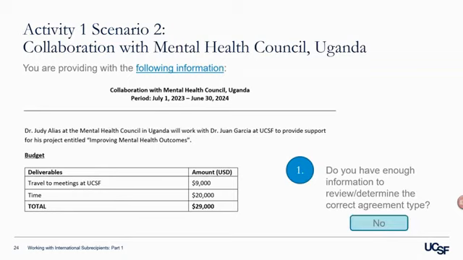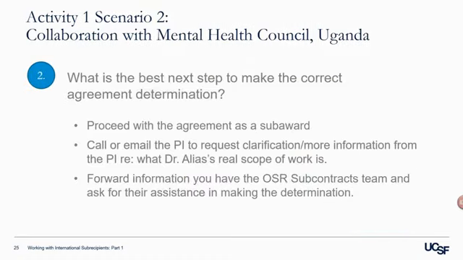And the answer is no. We do not have enough information in this scenario. And let's think about the best next steps. Based on the scenario we were just given, we realized we don't have enough information provided to review to make this determination. What would be our best next steps to help us make that correct determination? What should we do? Best next step.